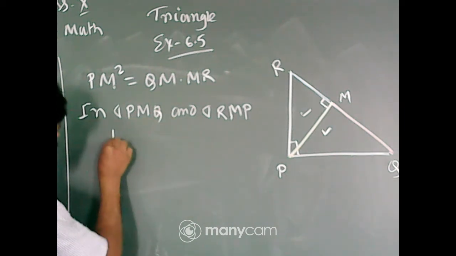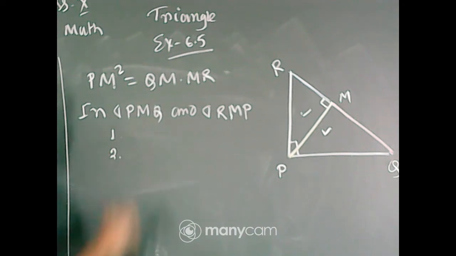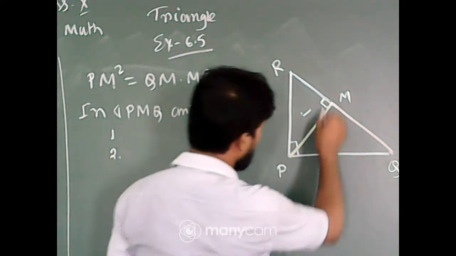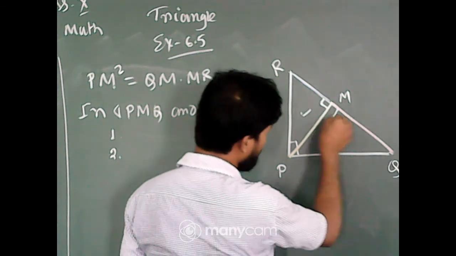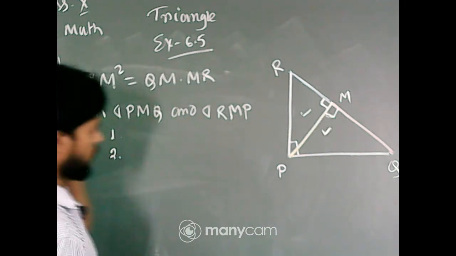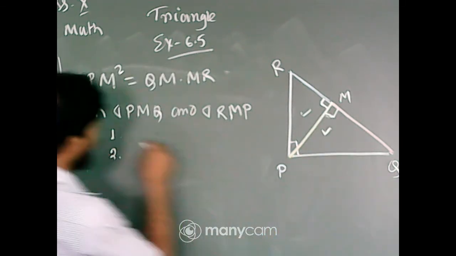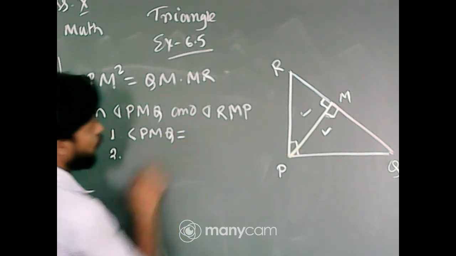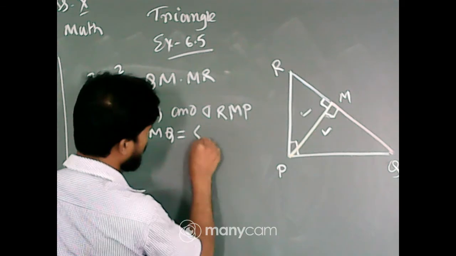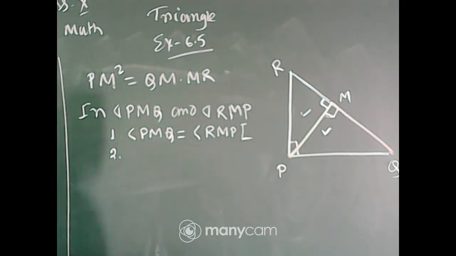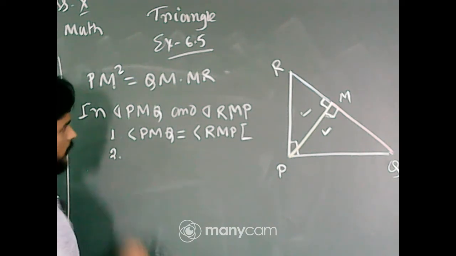So tell me two conditions by which we can say that the triangles are similar to each other. One condition you can see from here, that this is 90 degrees, this is also 90 degrees. So the first condition is angle PMQ is equal to angle RMP. We will write the reason: because both angles are 90 degrees. First condition.